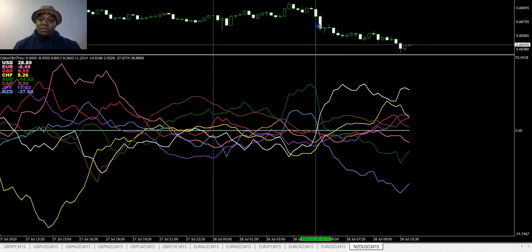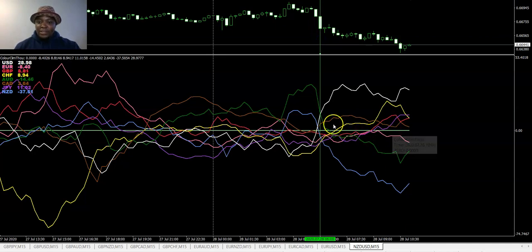If we go and put a vertical line right here, you will see that this is the dollar, the white line. Number one, it crossed above NZD. Number two, it crossed above the zero line. And then again, you had the New Zealand crossing below the dollar and crossed below the zero line. That on its own is telling you with high probability this is going to be a sell-off.